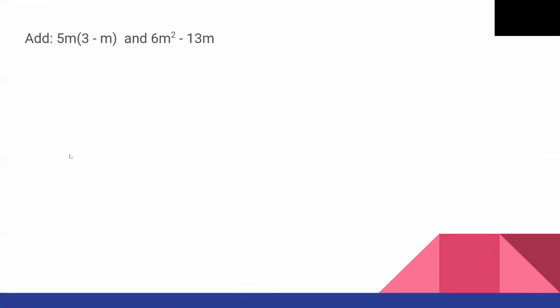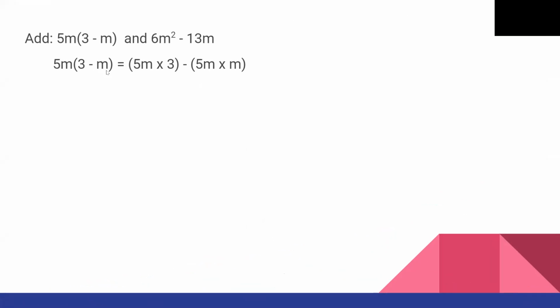Now another type of question. See, simplify question like that. Add 5m into 3 minus m and 6m square minus 13m. So here the first expression we have to simplify, the second expression we have to add with that. So let us simplify the first one.